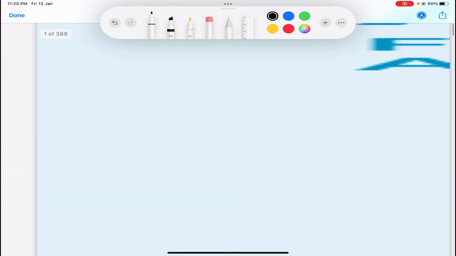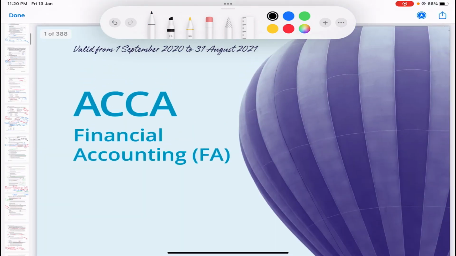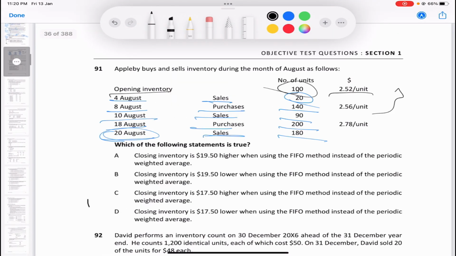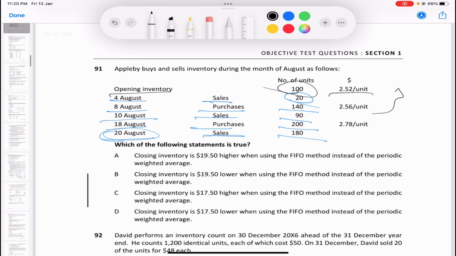I hope you have solved the question along with me so far and you are finding the answer. Give me a second. Okay. So how do you find the closing stock?